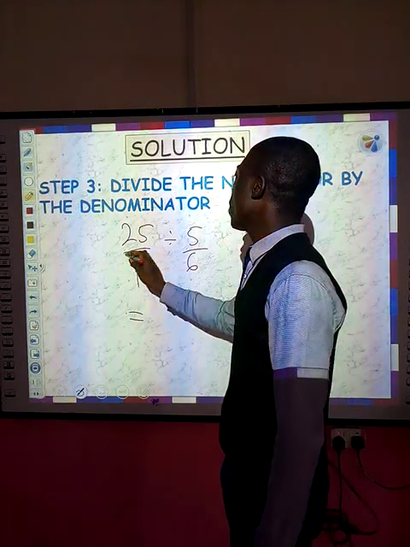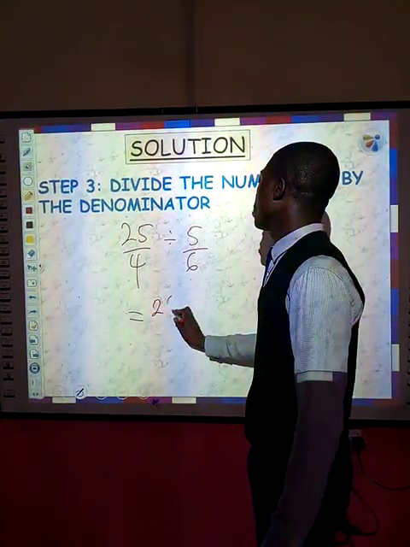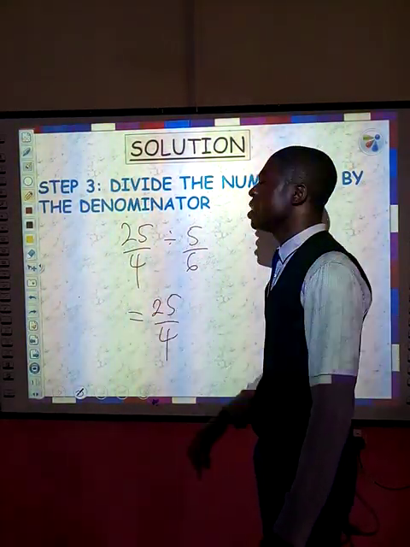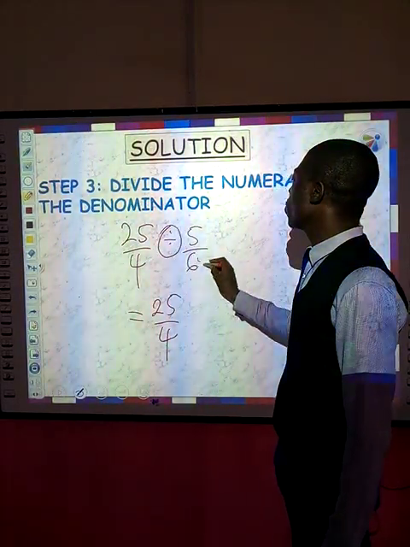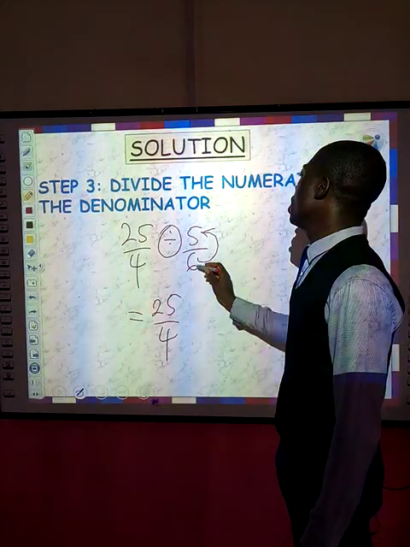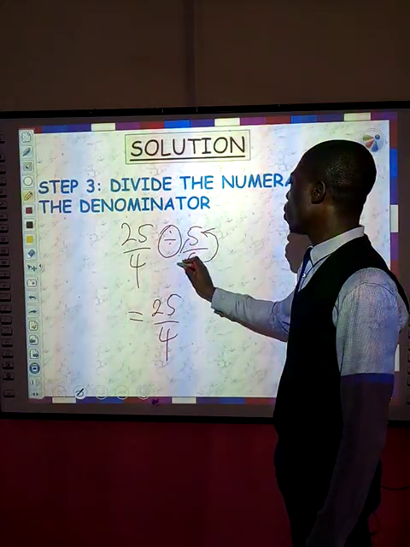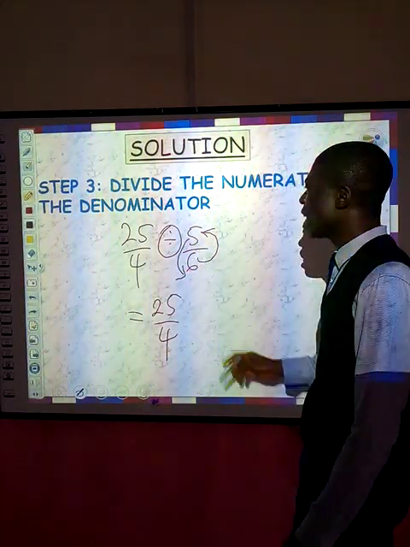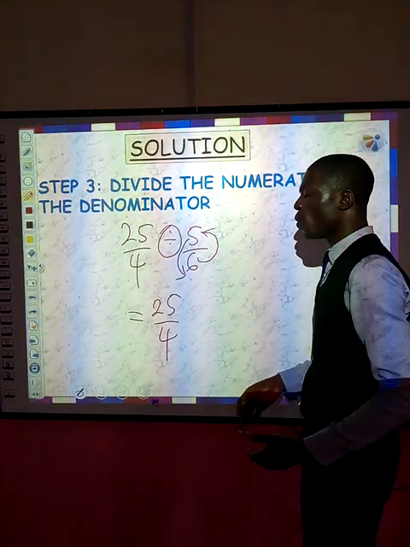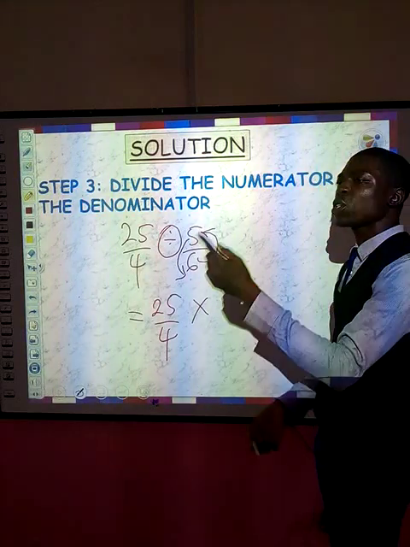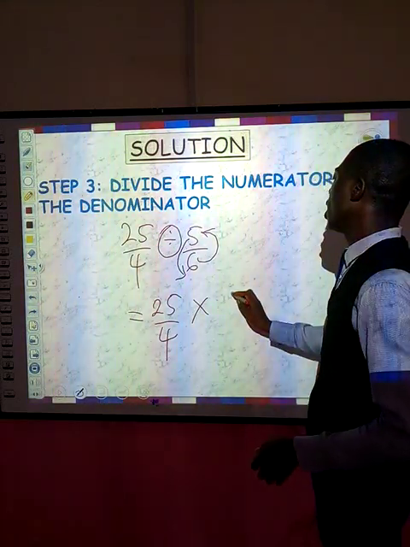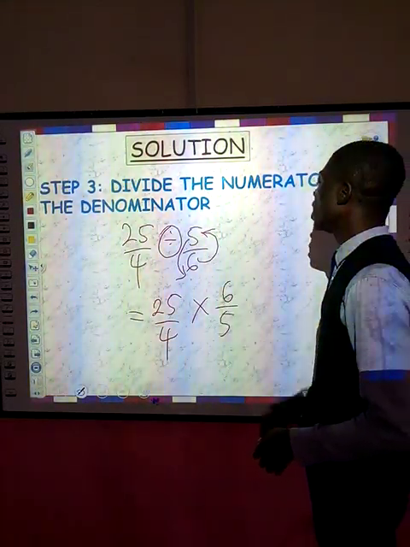If you want to divide one fraction by another fraction, the first fraction we maintain the way it is. But when you change the division sign to multiplication, something will happen to the second fraction. The denominator will now become the numerator, while the numerator will become the denominator. So let's handle that. 25 over 4 will stand the way it is. Now change the division sign to multiplication, so the second fraction will reciprocate. What I mean is 6 will go up, then 5 will go down.